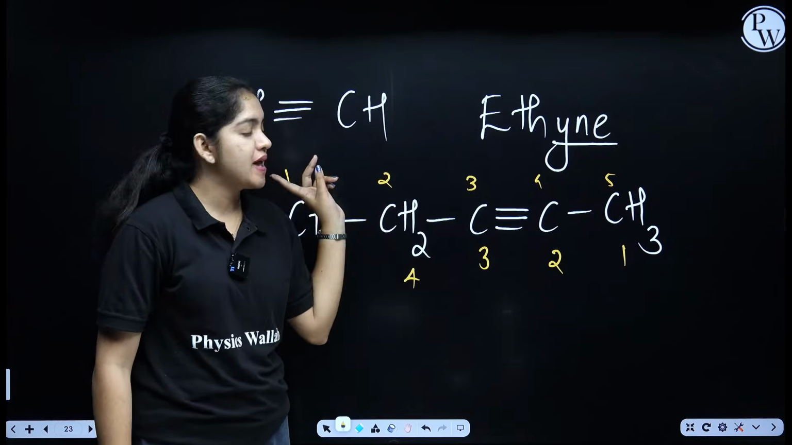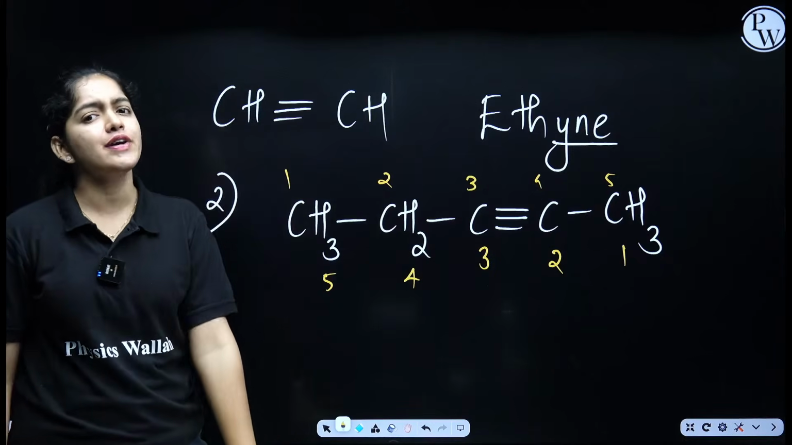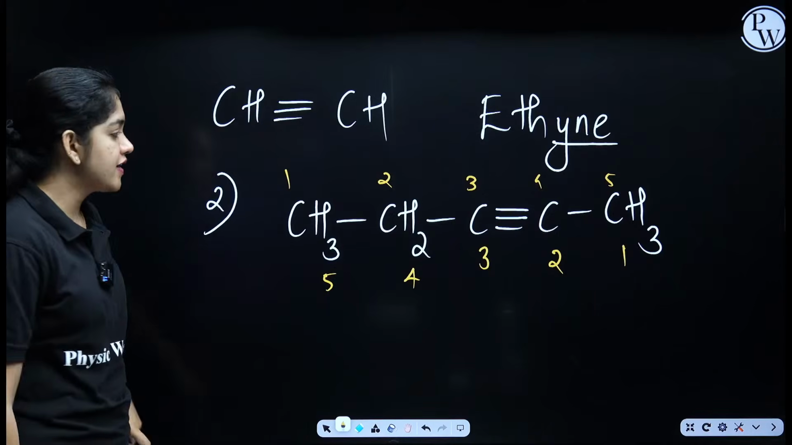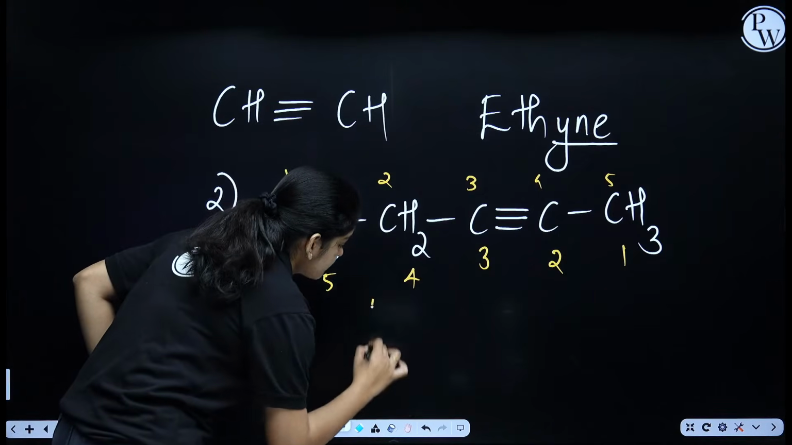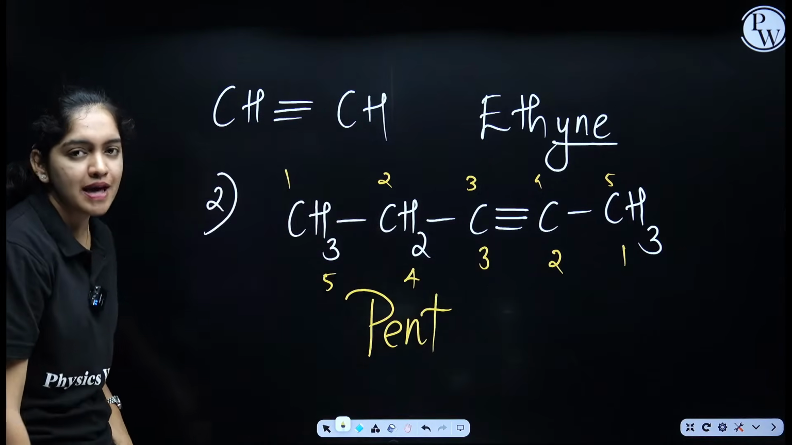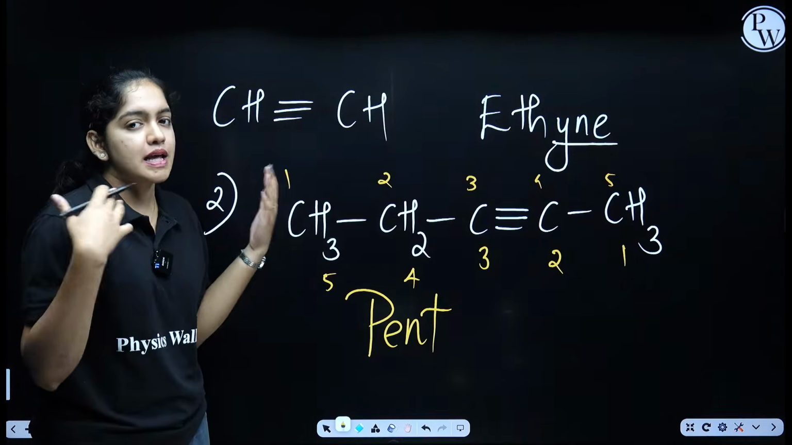So we can write the main parent chain name. Only 5 carbon atoms are there. If there are only 5 carbon atoms, what will the name be? Pentagon, right? In maths we learned if there are 5 sides, it will be a pentagon. So in chemistry it will be pentane, pentyne, like that.